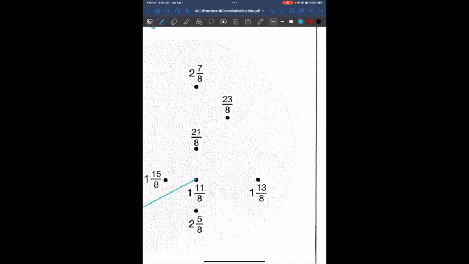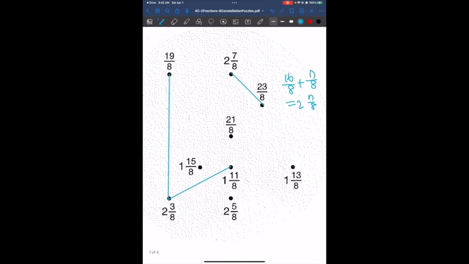So 23 over 8 is going to be 16 over 8 plus 7 over 8, so it's 2 7/8. So these two are equivalent expressions. And 1 and 15 over 8 is also 1 plus 8 over 8 plus 7 over 8. So that is basically 2 and 7 over 8. So that's also an equivalent expression. So we're going to connect the dots. And so eventually the other 3 dots are going to be connected, like so.